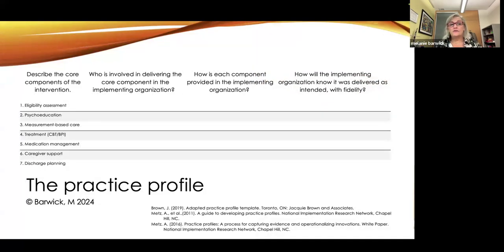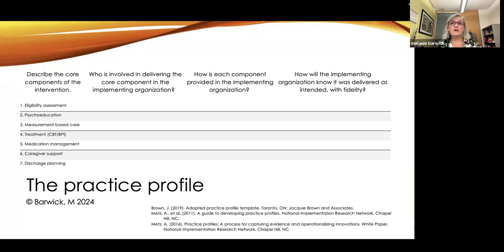So this is an example of a practice profile for an innovation that we're studying now. It is an integrated care pathway developed at the Center for Addiction and Mental Health in Toronto called Caribou. And it is a pathway that is being deployed in community-based child and youth mental health organizations. And so the core components, you see 7 things listed on the left of the profile here. They describe what those organizations need to have functionally in place in order to say, hey, we're delivering Caribou as a care pathway for youth with depression.